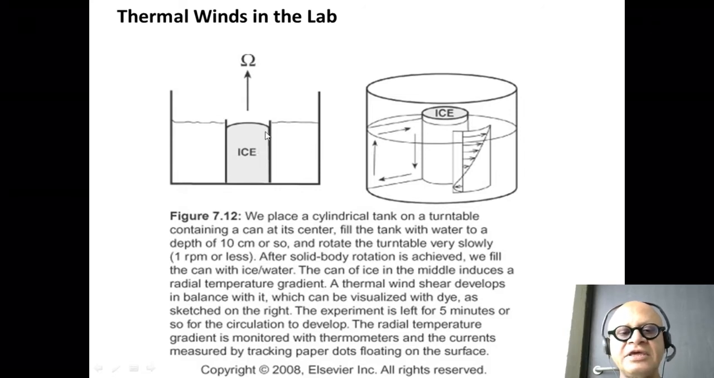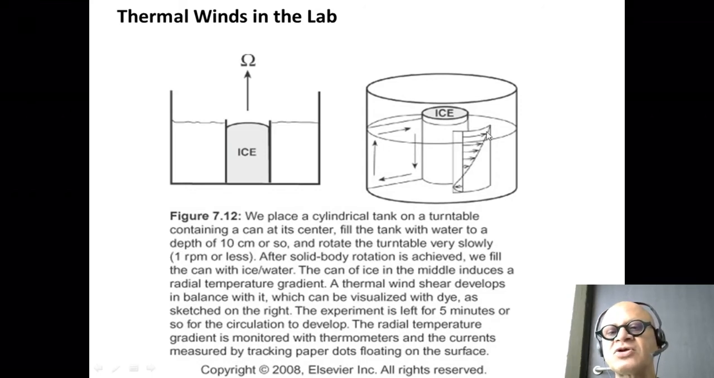So then the can of ice is going to introduce a temperature gradient, and a thermal wind shear develops just because of the temperature gradient. Okay, so 5 minutes are all that is needed of continued rotation to create the thermal wind in the lab, and we'll see something really cute happen. They have dyes down the water column and paper dots floating on the surface to visualize the flow, but you can see the thermal gradient, thermal winds here already.